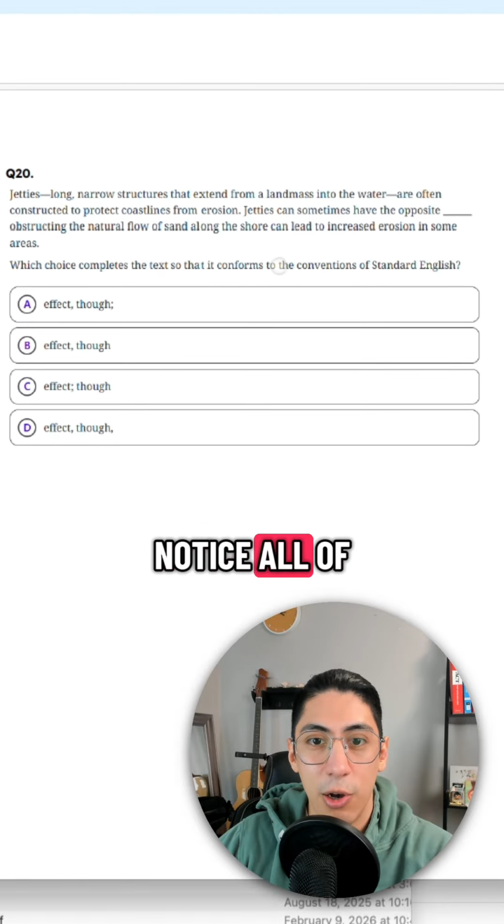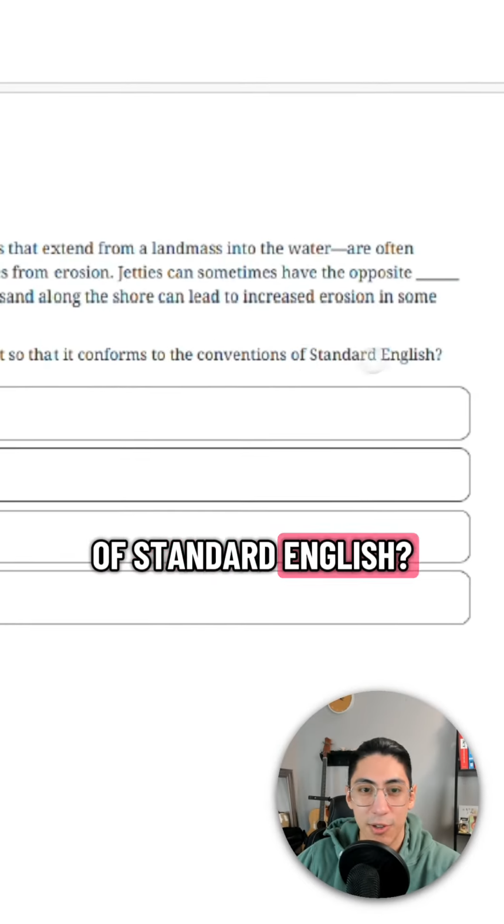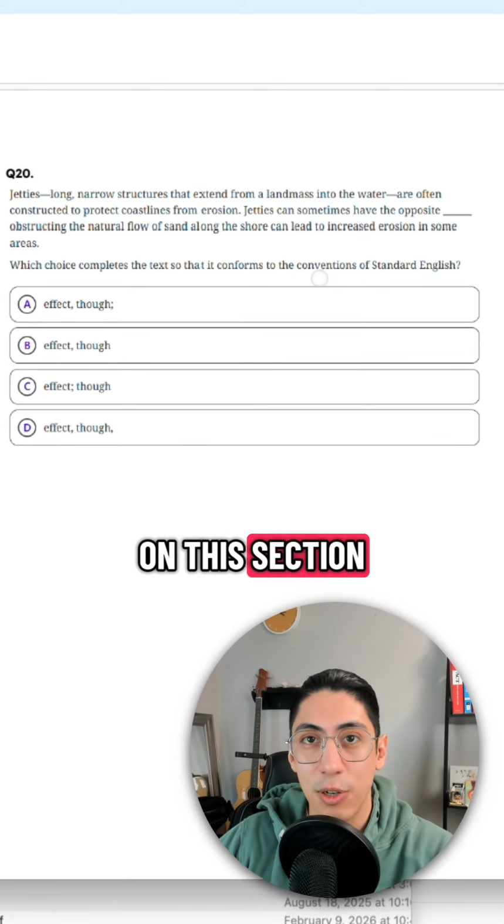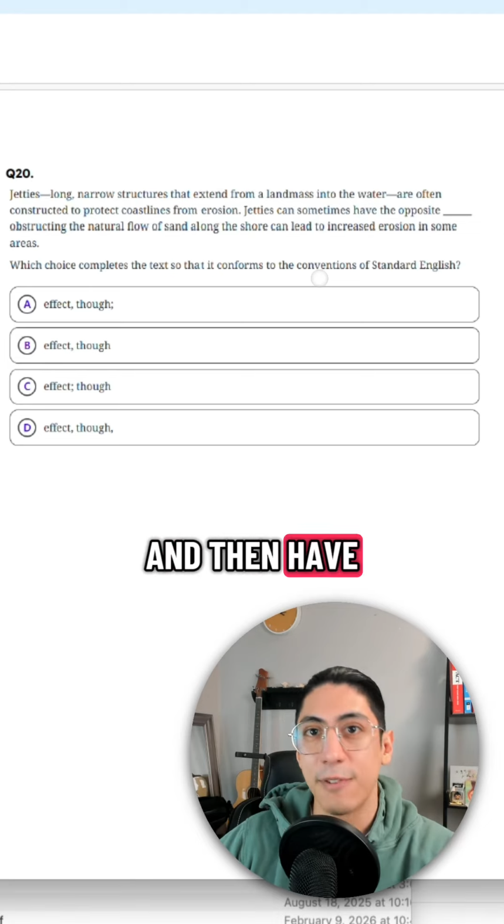And you'll notice all of these have the same wording, which choice completes the text so that it conforms to conventions of standard English. Start your test on this section because it's easy. Get the easy ones out of the way. Don't use up all your brain power and then have to do the easy ones.